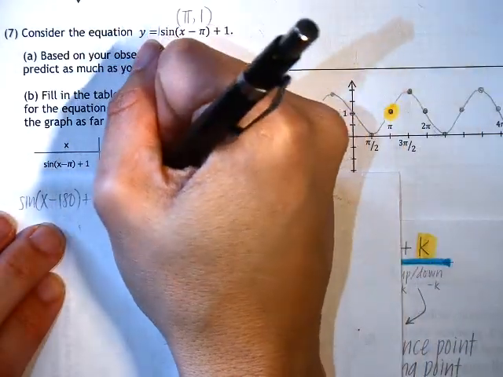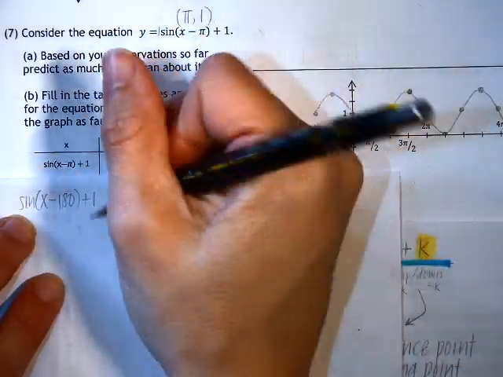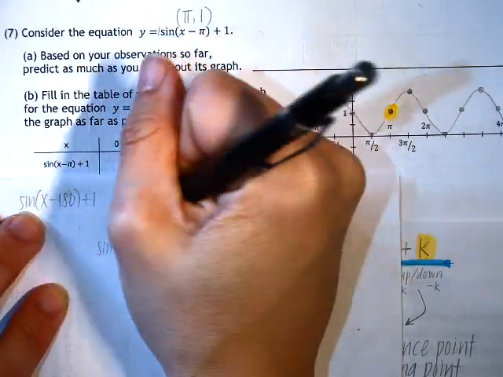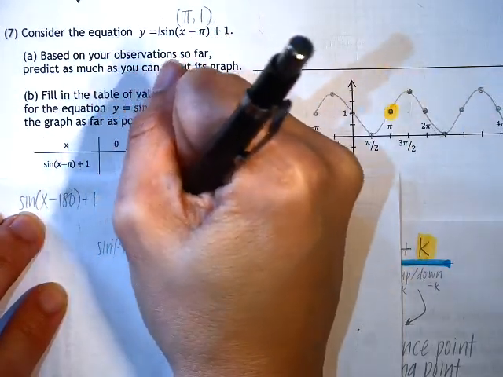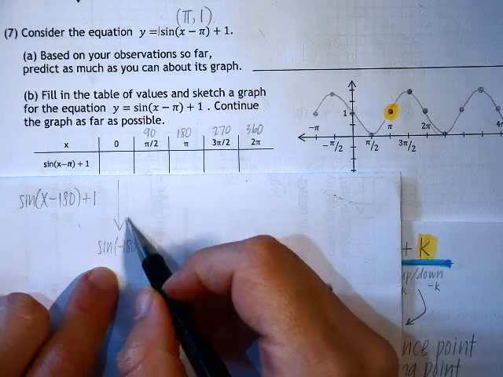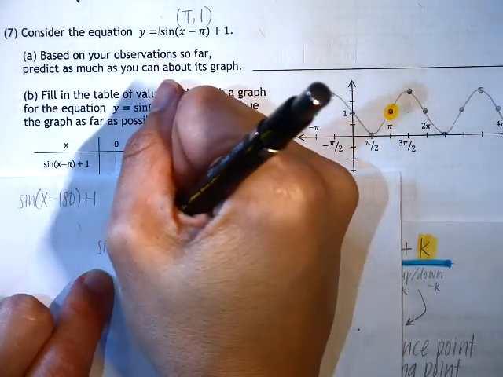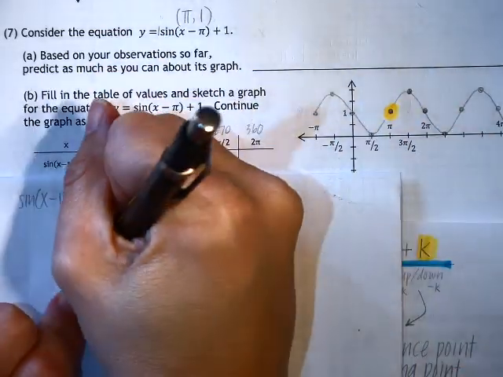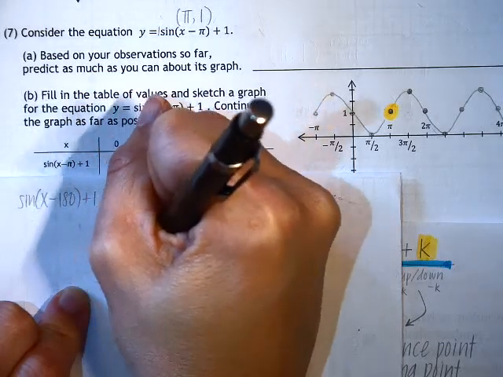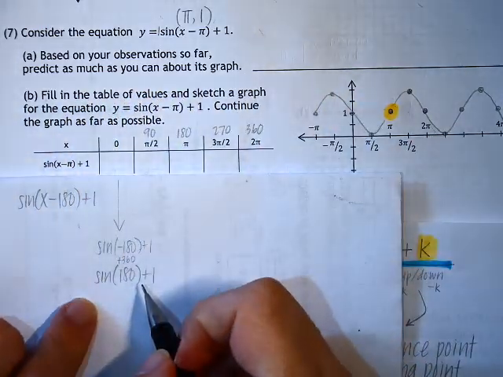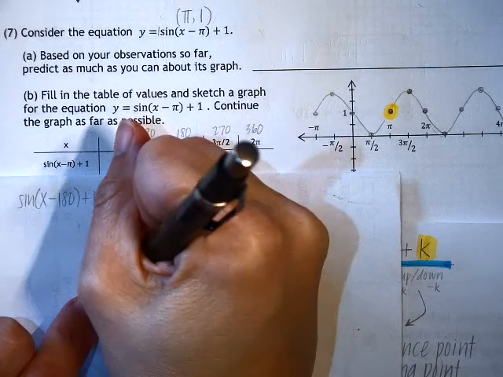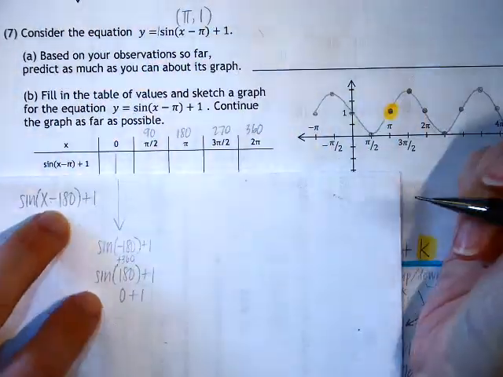If I do want to do these numbers, though, I have to check. So sine of 0 minus 180, that's negative 180 plus 1. I can't do negative 180, I have to do a coterminal angle, so I'll add 360. That gives me sine of positive 180 plus 1. That I can do, because sine of 180 is 0, 0 plus 1 is 1.